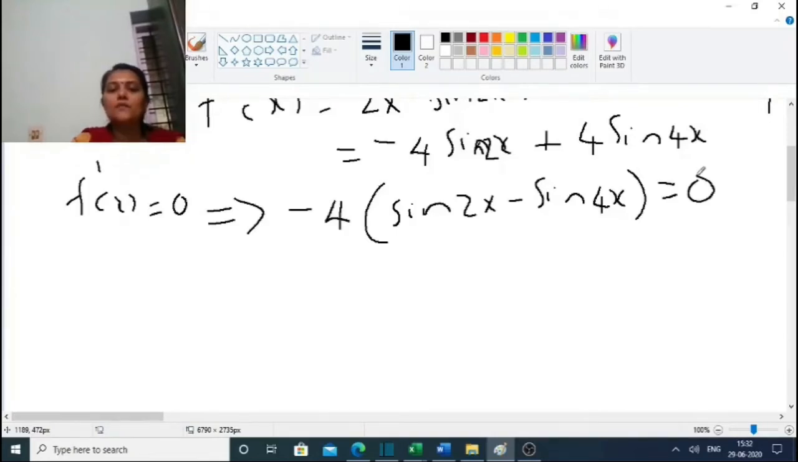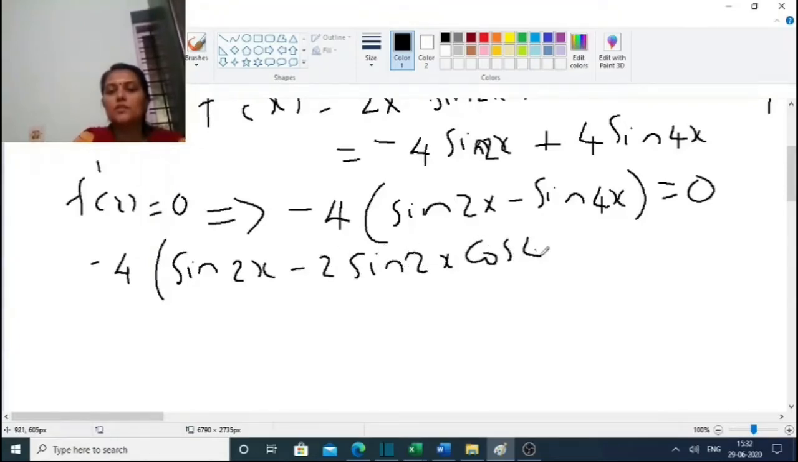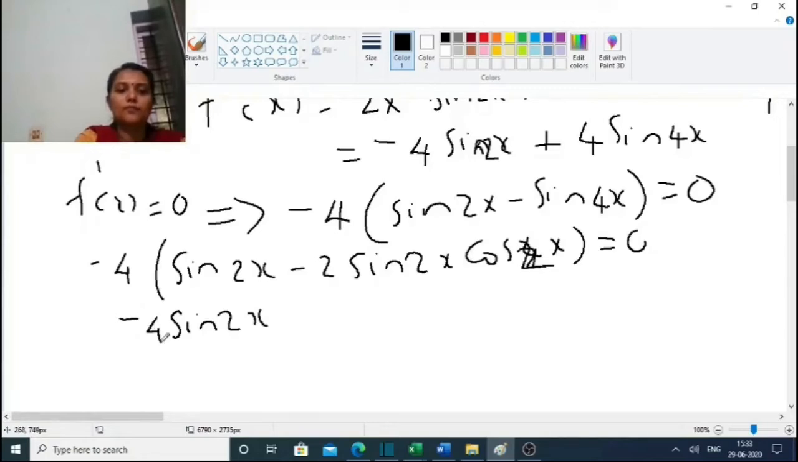Now sin 4x can be written as 2 sin 2x cos 2x, since sin 2x is 2 sin x cos x. So f dash x, which is minus 4 sin 2x plus 4 sin 4x, equal to 0 becomes 2 sin 2x cos 2x. So we can take out sin 2x also to the outside.